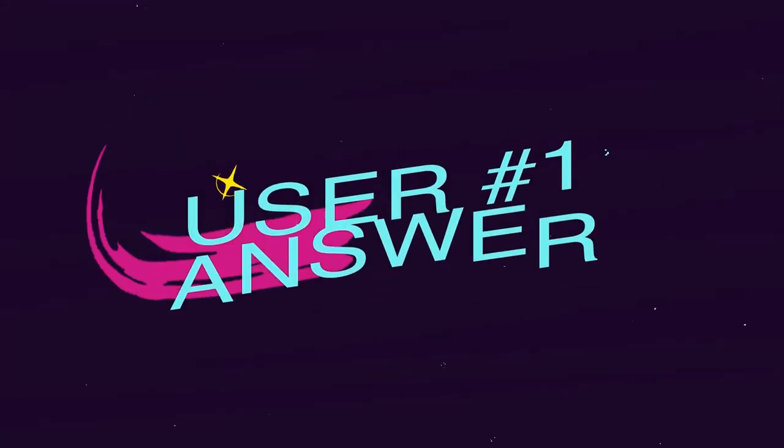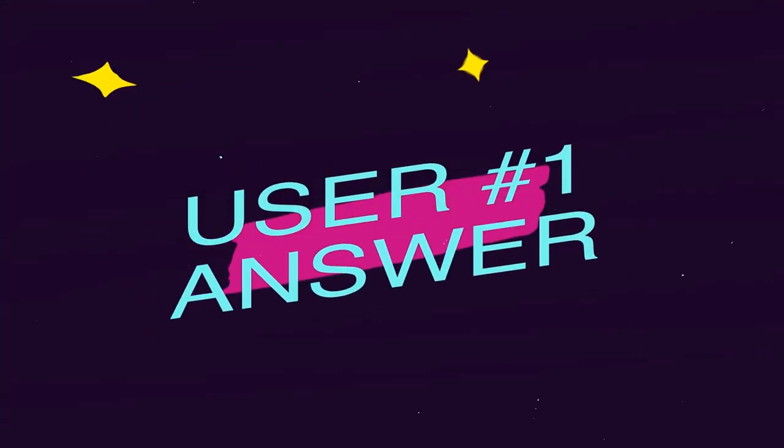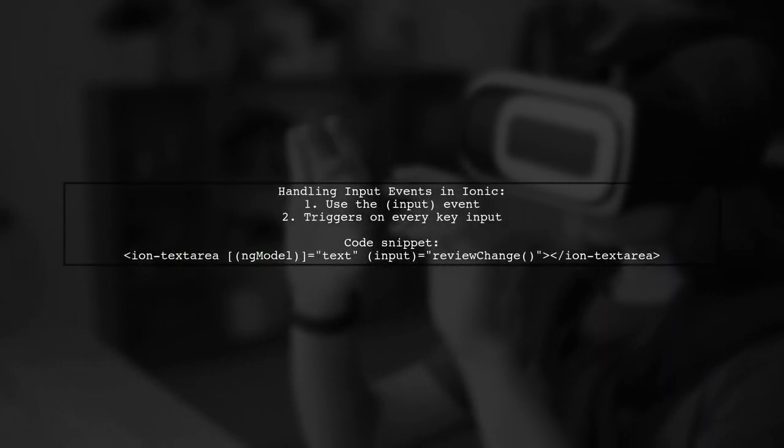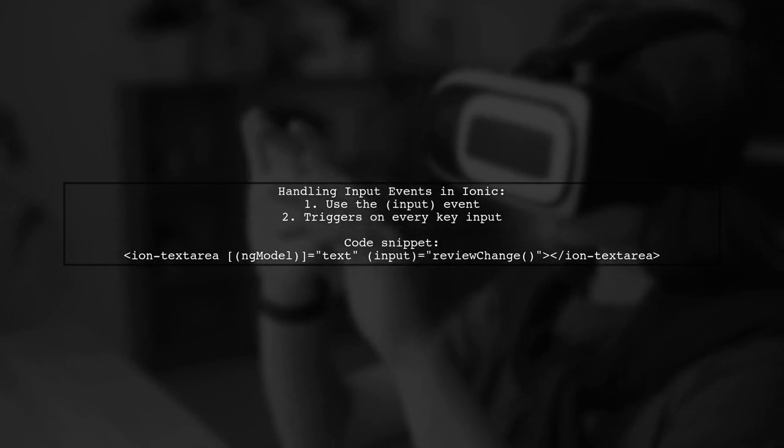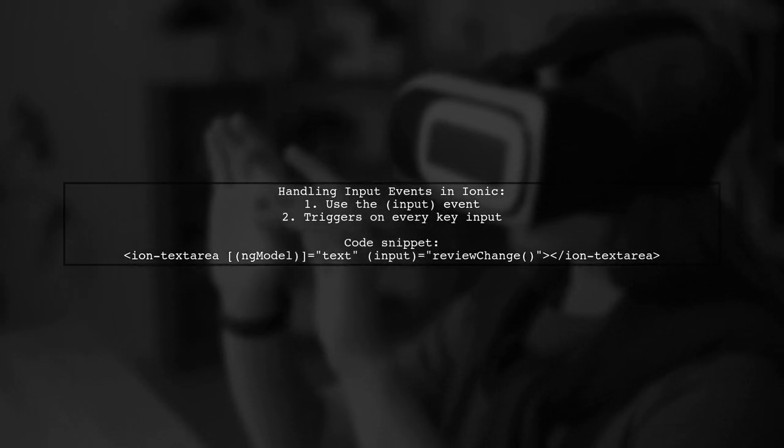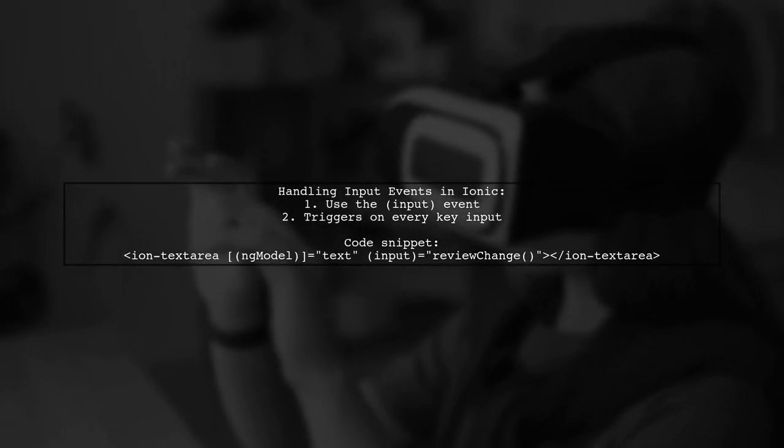Let's now look at a user-suggested answer. To handle input events in an Ionic text area, you can use the input event. This event triggers every time a key is pressed.